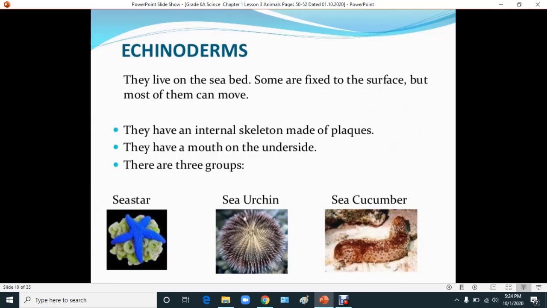Here they are also grouped into three groups. Different groups are shown here. They live on the seabed. Some are fixed to the surface, but most of them can move.